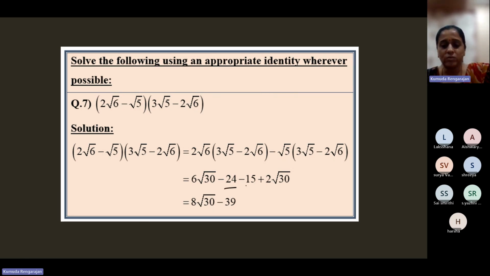Now minus 24 minus 15 is minus 39. And these two are like surds. They have the same irrational factor, root 30. So 6 plus 2, 8. 8 root 30 minus 39.